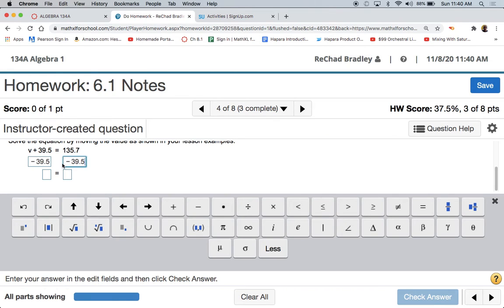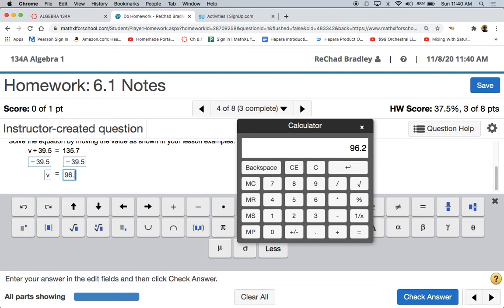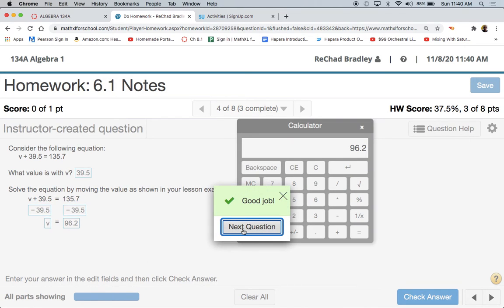Again, the way I'm skipping boxes is by hitting the tab key. Once you do that, the V comes down, and then you want to find out what that answer is. So you will type 135.7 minus 39.5, which gives us 96.2. Hopefully that's right. Good job.